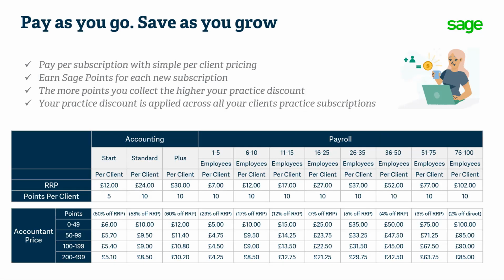You can view on screen our simple pricing model. In a nutshell, with Sage for Accountants, you pay per subscription with simple client pricing. For any new subscriptions you add, you'll earn Sage points. The more points you collect, the higher your practice discount and rewards you earn. The discount you earn will be applied across all your client subscriptions.